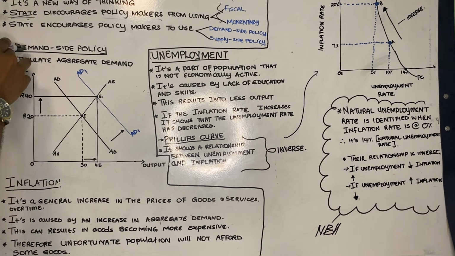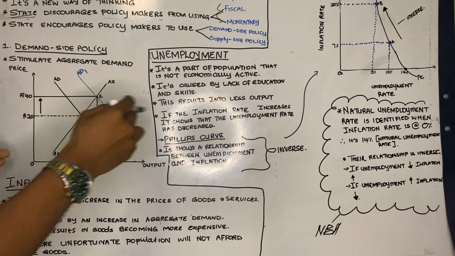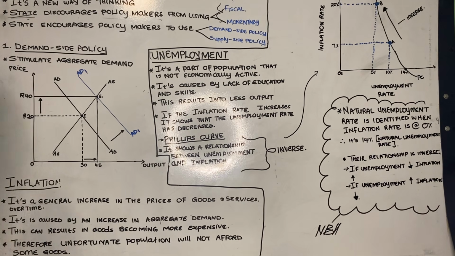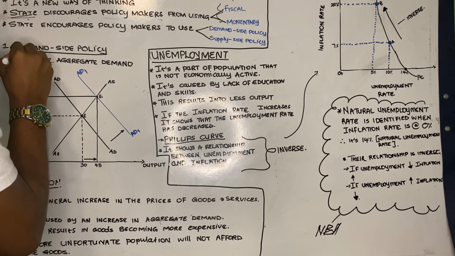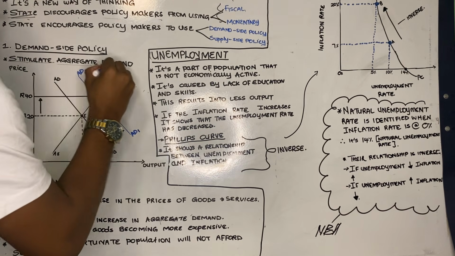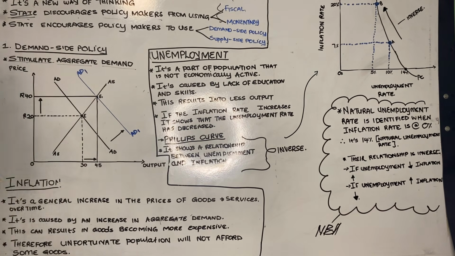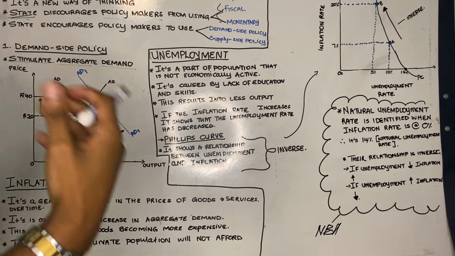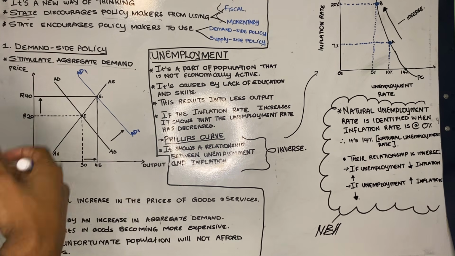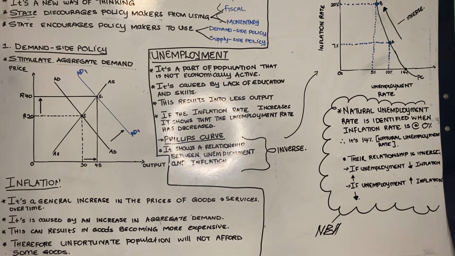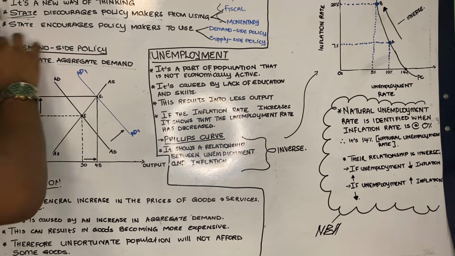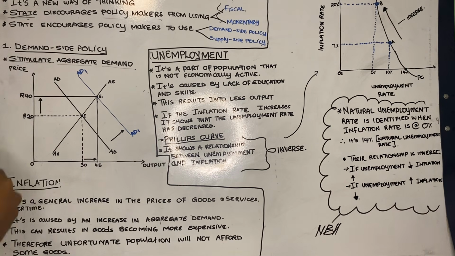So let's start with the demand side policy. This is the policy that is used to stimulate. The word stimulate means increase, right? So this is the policy that is used to increase or stimulate the aggregate demand. The aim of this policy is to increase consumer spending, or to increase the number of people demanding goods and services. Does it make sense? So as we know, its aim is to stimulate the aggregate demand.